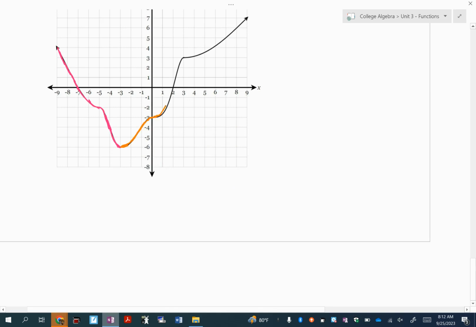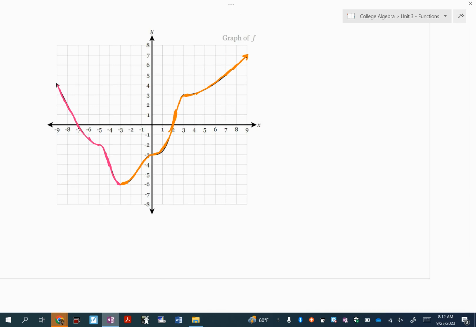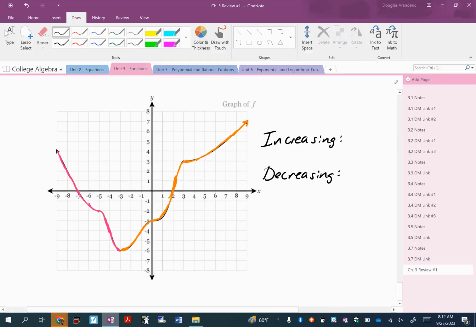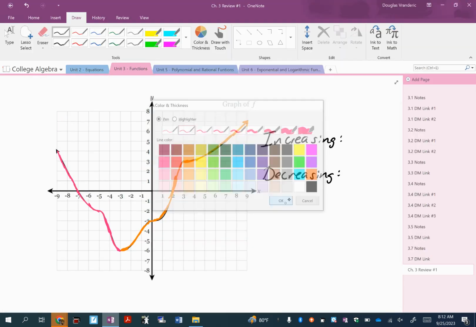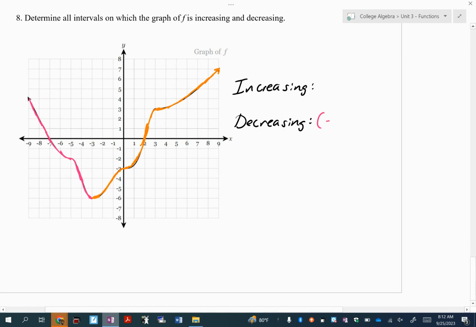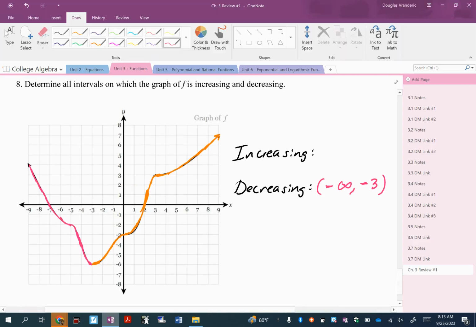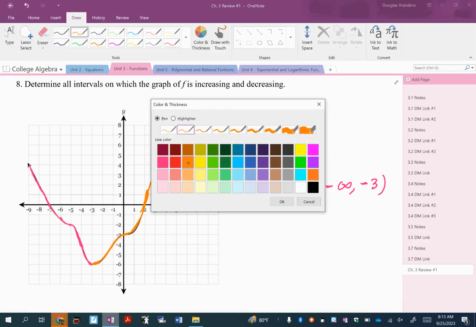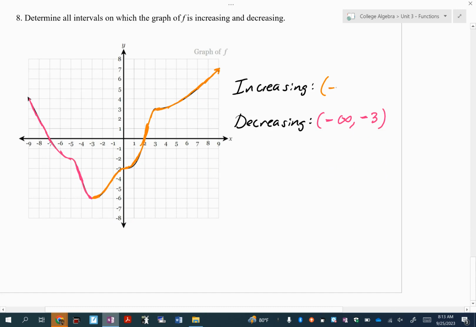Another inflection point, still going up. Another inflection point. Oh, look at this. We are actually increasing for the entire way after that, all the way to the right. So if I write down my increasing and decreasing, my decreasing was from the beginning, so -infinity until -3, and then increasing ends up being from -3 until the far right forever, so +infinity.